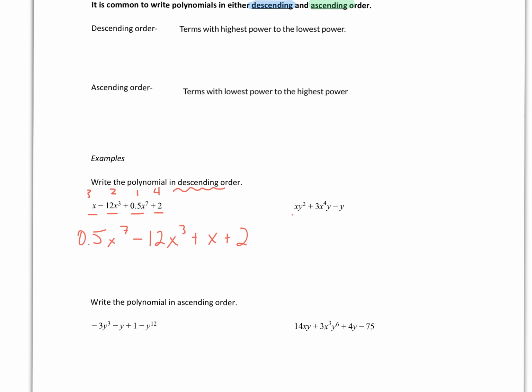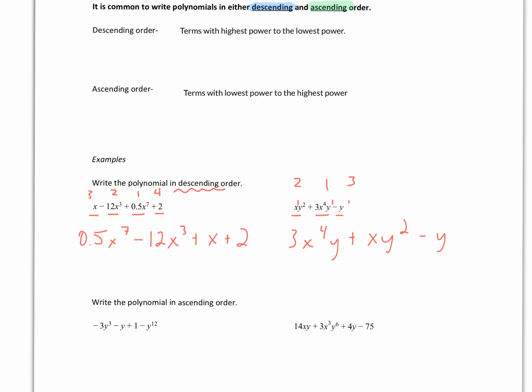If I look at the next example, 3 terms. This first term has a degree of 3 because x to the first and y squared gives me a degree of 3. The next one has a degree of 5 because 4 and 1 gives me 5. The next one has a degree of 1. So that means this is my highest term, so I'm going to put that term first. There's my next, plus xy squared, and then this is my last one, minus y. Again, descending, the largest power to the smallest power.